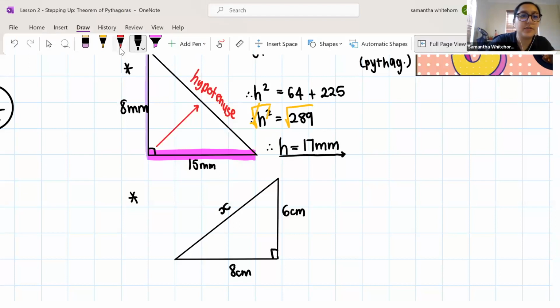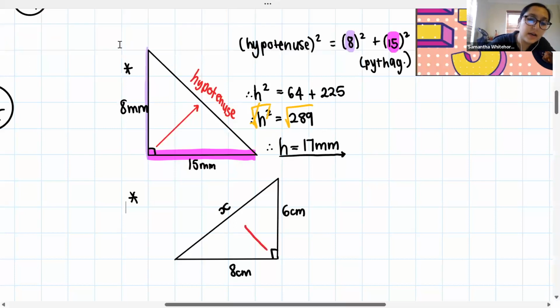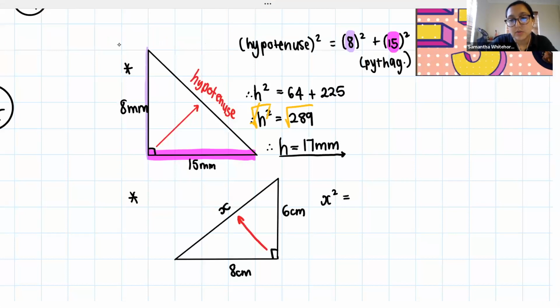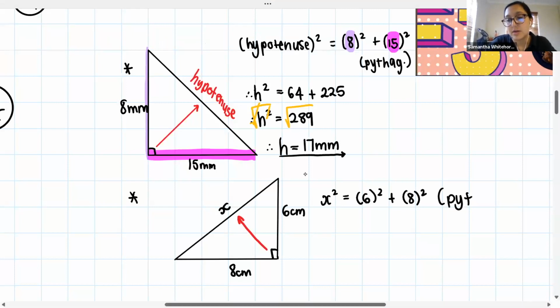All right, guys. So first things first, identify our hypotenuse. We can see it is the side x because that's opposite to my right angle. So we've got x squared is equal to the two other sides squared and added together. So the 6 squared plus the 8 squared. And remember, this is all because of Pythagoras, and I do have to give the reason Pythag because it is technically a geometric reason.